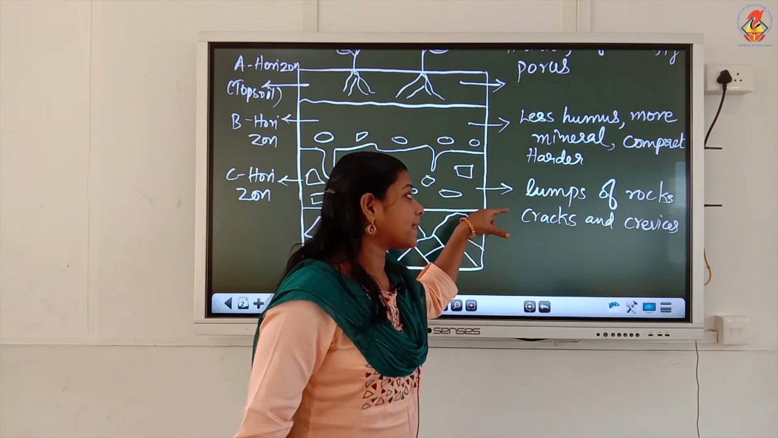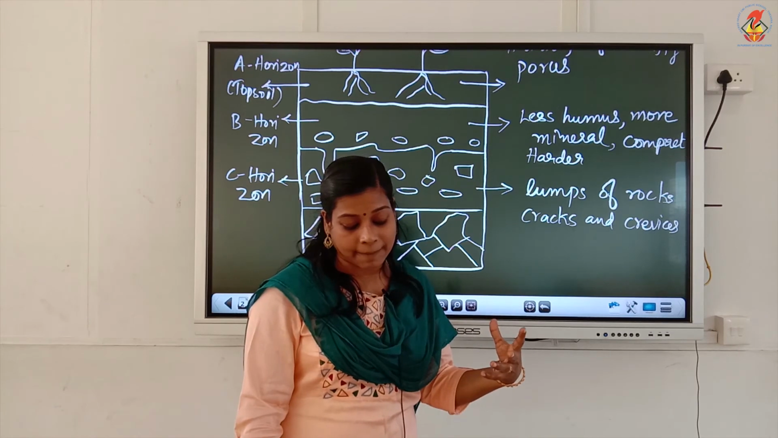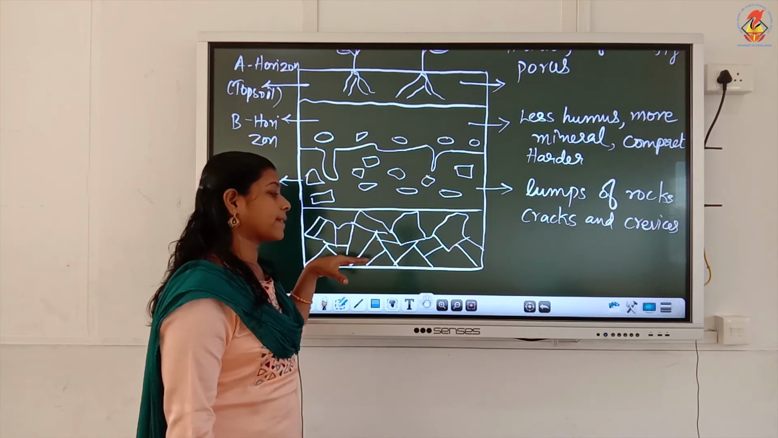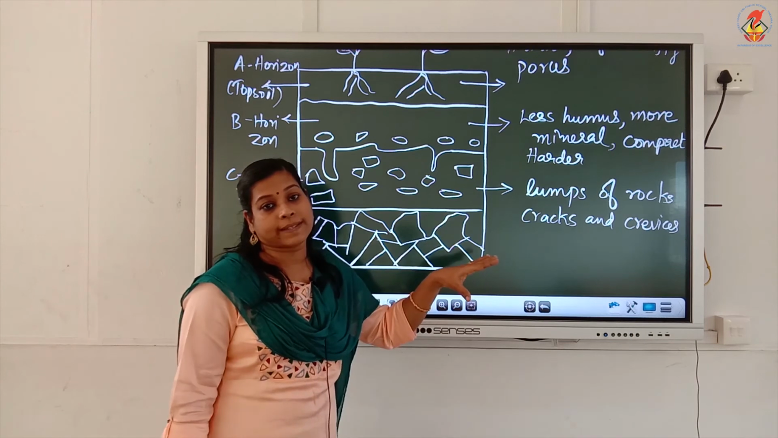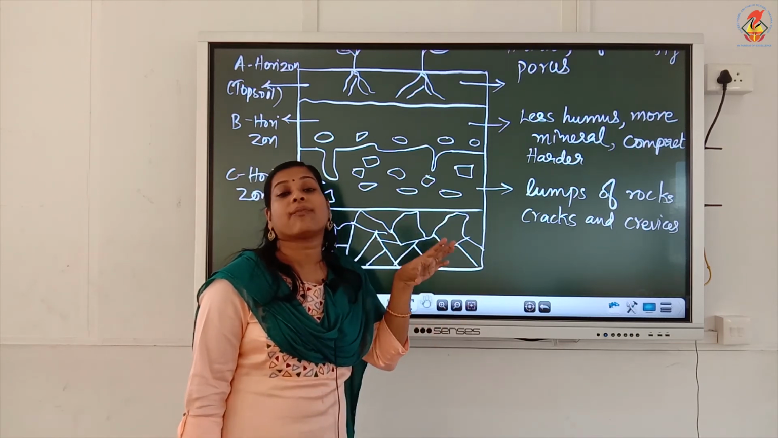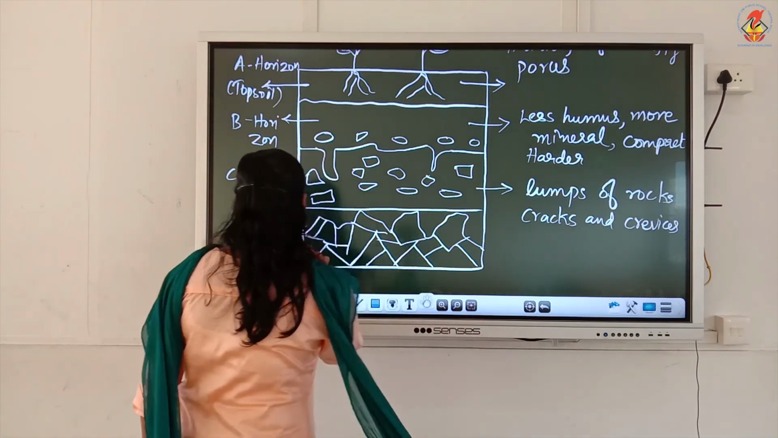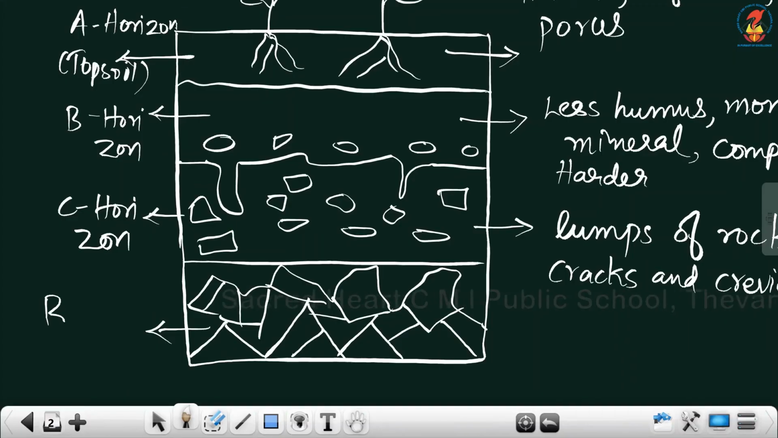In the C horizon, lumps of rocks, crevices and cracks are present, and below the C horizon we can see the bedrock. Below the C horizon we can see only rocks, and that area is very difficult to dig with a spade. This is the last layer, which we call bedrock. There only rocks are present, and that layer is very difficult to dig using a spade.